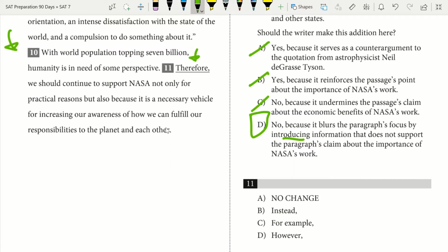Okay, well that's showing, right? We have humanity's in need of perspective, and because humanity's in need of perspective, we should continue to support NASA. So that right there is a causal relationship. Right, so our answer here that has a causal relationship is therefore. Instead isn't causal, for example isn't causal, and however isn't causal. So our answer for 11 must be A.